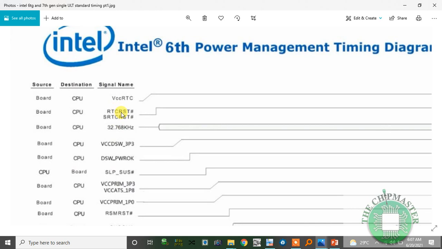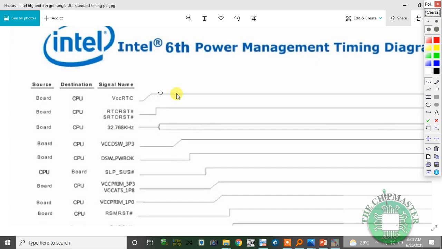So these are two reset signals. We have the supply, now we have the reset. The reset signal, RTC reset, is the reset signal to reset the RTC well. Let me get the pointer to fix here. So this SRTC reset and RTC reset are used to reset the RTC well.